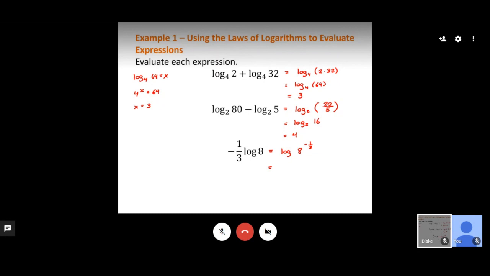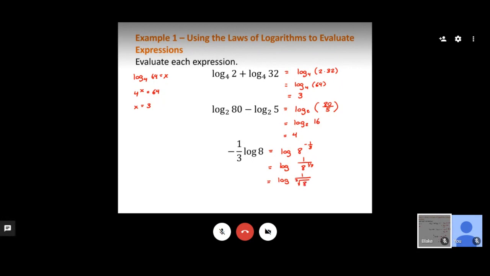What can we do with negative exponents? Move it to the denominator, right? So I'm going to do that step first. I'm going to write this as 1 over 8 to the positive 1/3. And then we can change that 8 to the 1/3 to a cube root. This just becomes log of 1 over the cube root of 8.